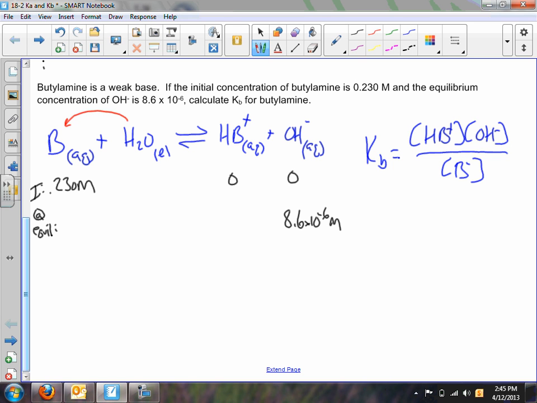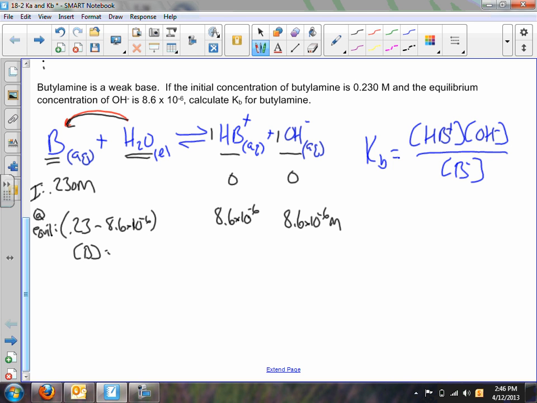And every time a water loses an H plus, not only does it form a hydroxide, it also forms an HB plus. It's a 1-to-1 ratio, which means I'm going to have the exact same concentration of HB plus as I have OH minus. These came from the B. Every time a B gained one hydrogen, it formed HB plus. So if I started with 0.23 molar of the B, and some of it turned into HB, namely 8.6 times 10 to the minus 6 turned into HB, that means I don't have as much B anymore. So when you subtract that from the 0.23, we can find out our B concentration at equilibrium.